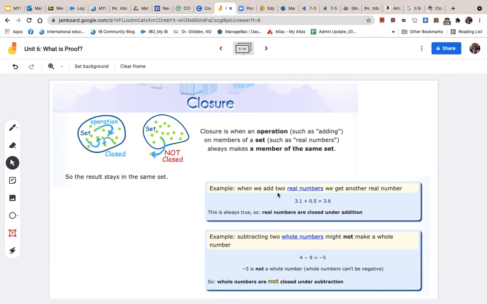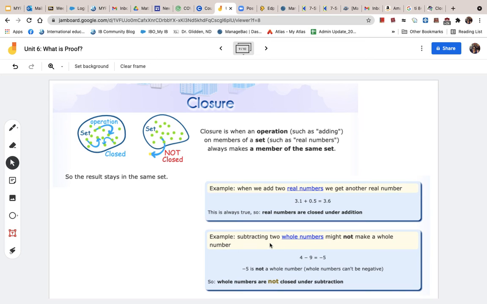For example, when we add two real numbers, okay, we learned about that in Unit 4, number sets, when we add two real numbers, we get another real number. So all the operations would happen within the number set of real numbers. For example, if you add 3.1 to 0.5, you will get 3.6, and 3.6 is still a real number. So we know that real numbers are closed under addition. All right, let's take a look at another example.